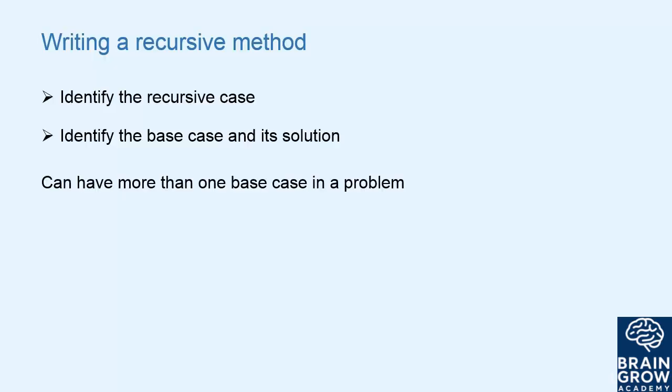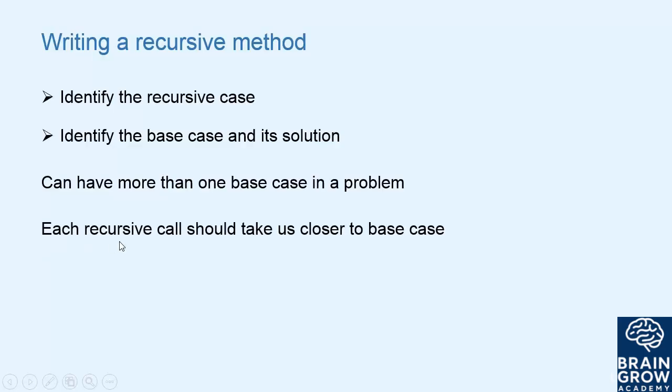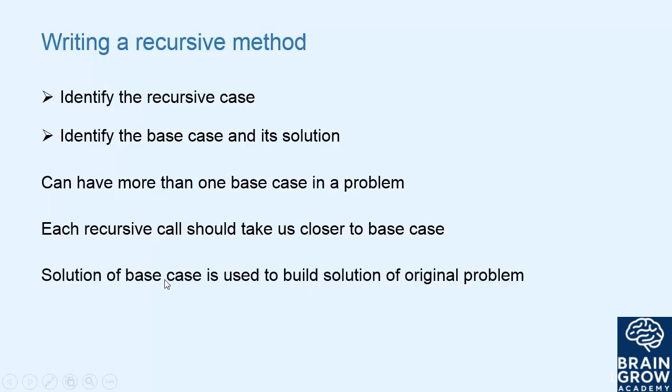We can have more than one base case in a problem. We should write a recursive method in such a way that with each recursive call, we come closer to the base case and we finally reach the base case. A solution of the base case is known to us. So we'll apply the solution of the base case to find the solution of our original problem.